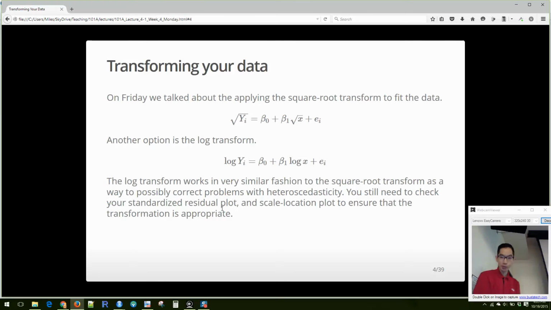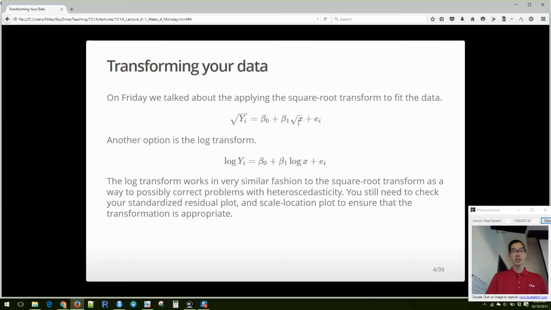Okay, so on Friday we talked about applying the square root transform to fit our data. We said we can take the square root of our y observations and the square root of the x values and fit a model there. Another option is to take the log of all of our y values and the log of all of our x values. The log transform works very similarly: you apply the transformation, fit a linear model between the transformed x and the transformed y, and then you see if it works.